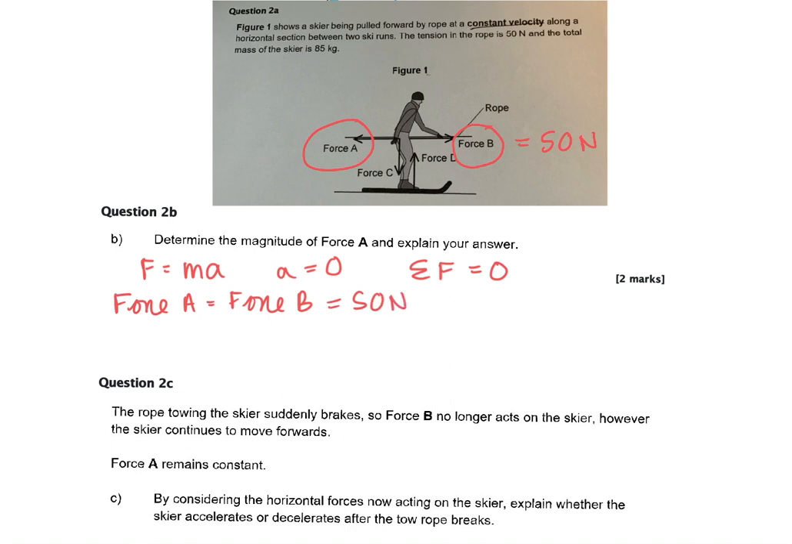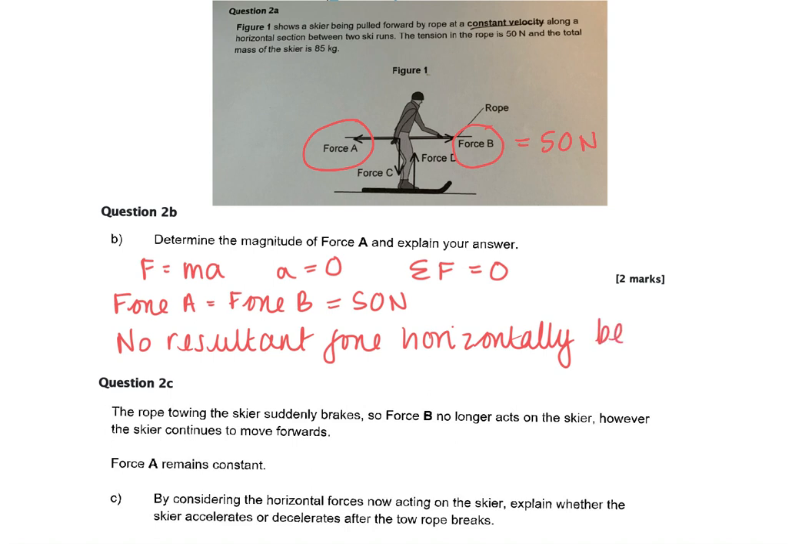It does say to write our explanation as well, explain your answer, and that's what I just said. So there's no resultant force horizontally because there is no acceleration. Therefore, our forces have got to be equal.